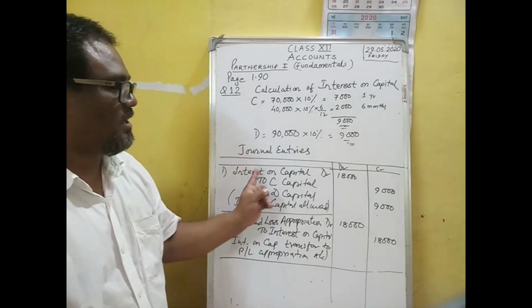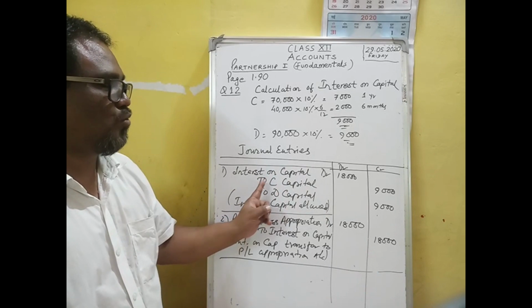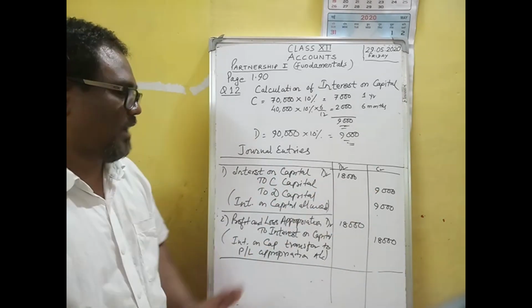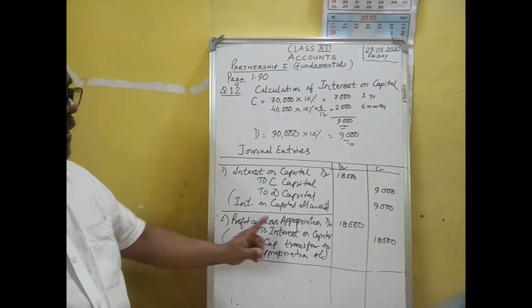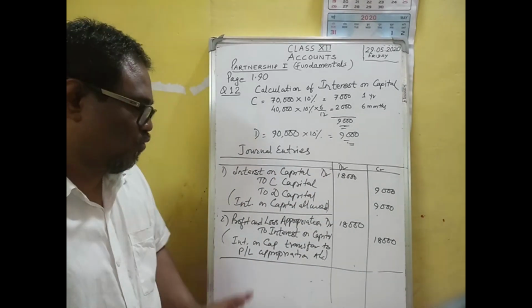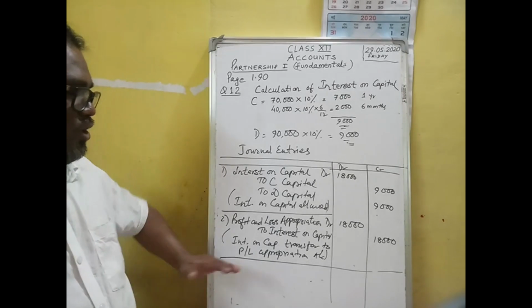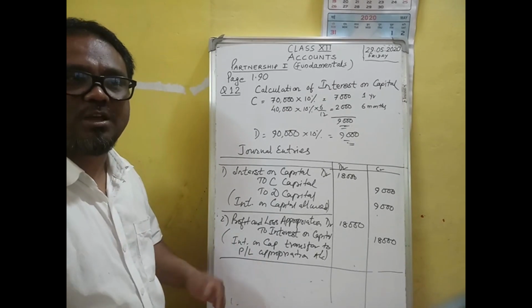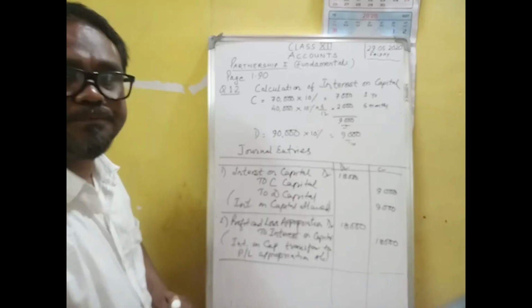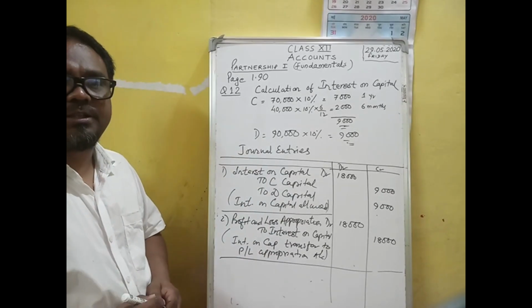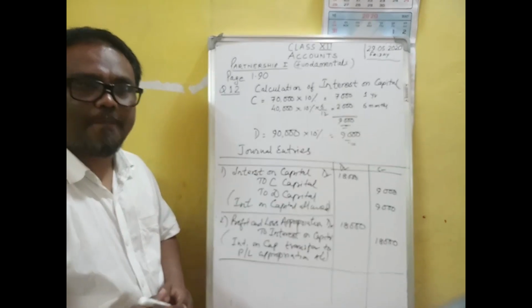So total interest on capital is 18,000: interest on capital account debited 18,000, to C capital account 9,000, to D capital account 9,000. So total interest on capital of 18,000 is transferred to the profit and loss appropriation account, which is debited to interest on capital account. In this way, interest on capital is closed by transferring to the profit and loss appropriation account. So this is question number 12.